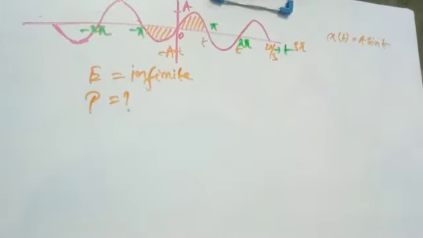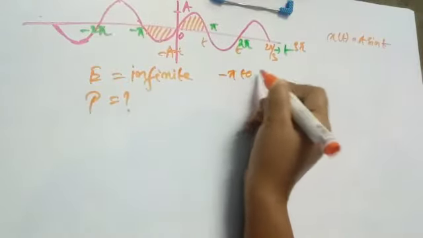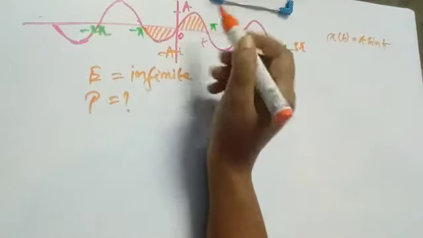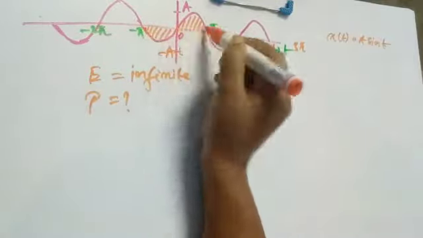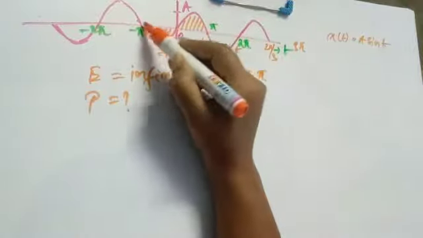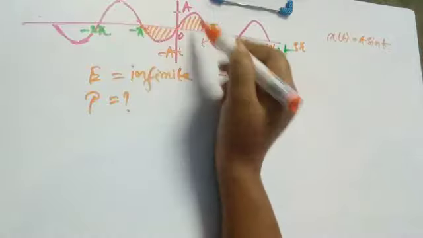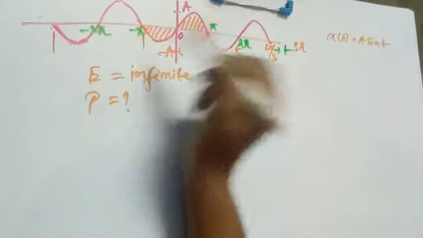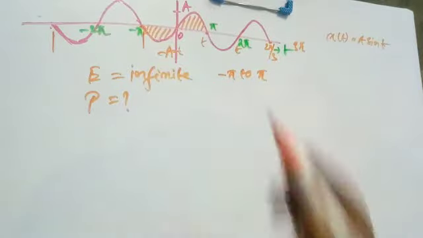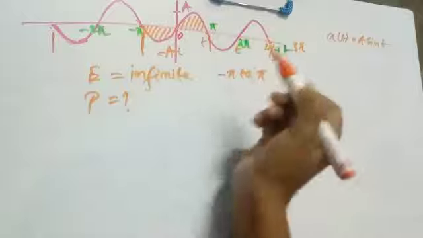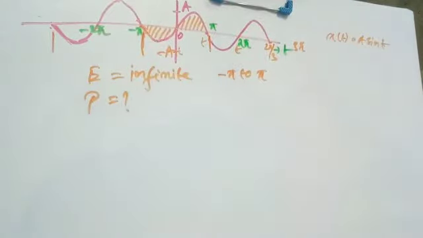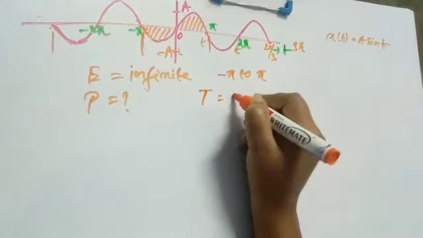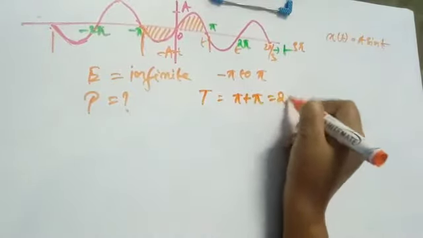The fundamental period of this signal will exist from minus pi to pi. This is the fundamental time period, because you can see the shape of the signal is repeating throughout the time. Again for this interval also, and again for this interval also, the signal shape is repeated. So its fundamental period is from this to this, minus pi to pi, that means 2 pi.